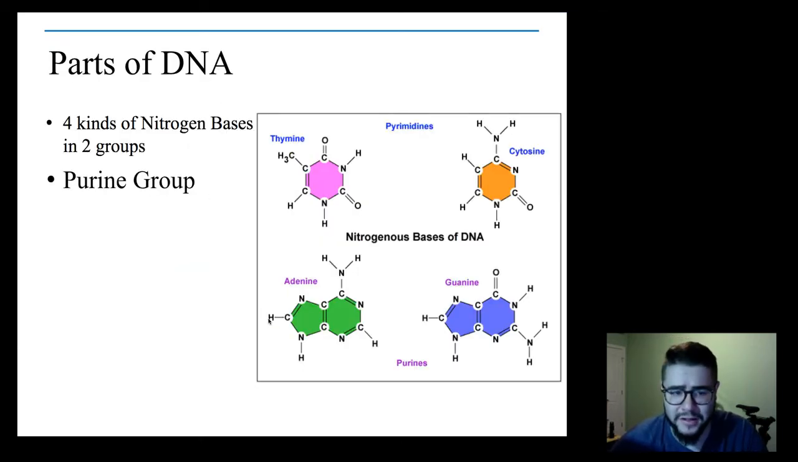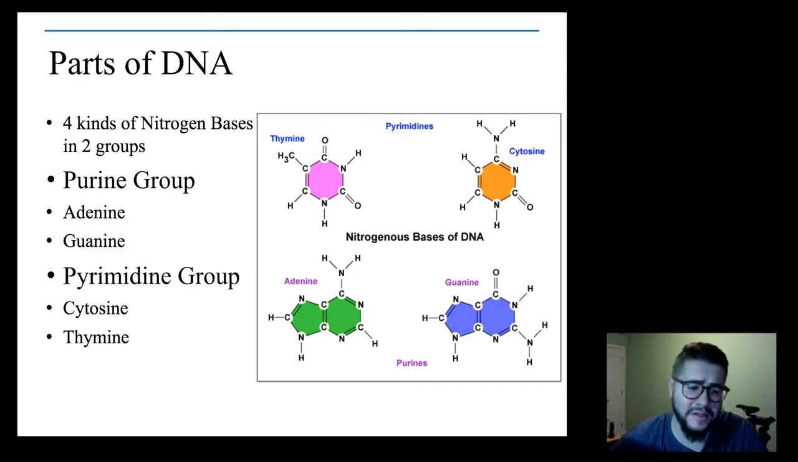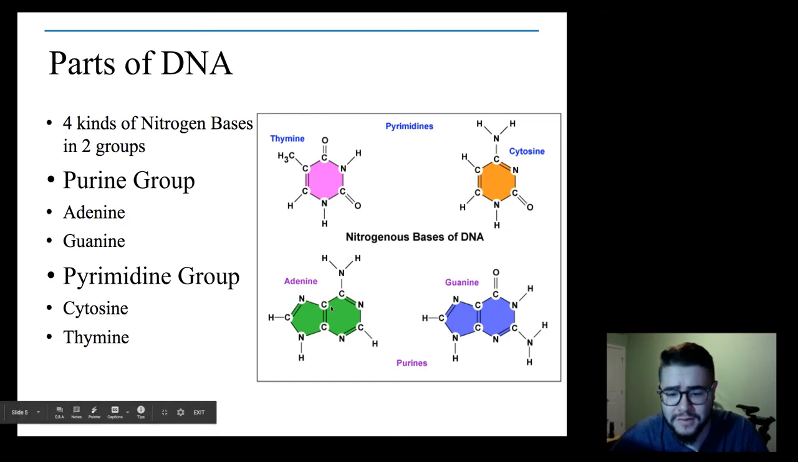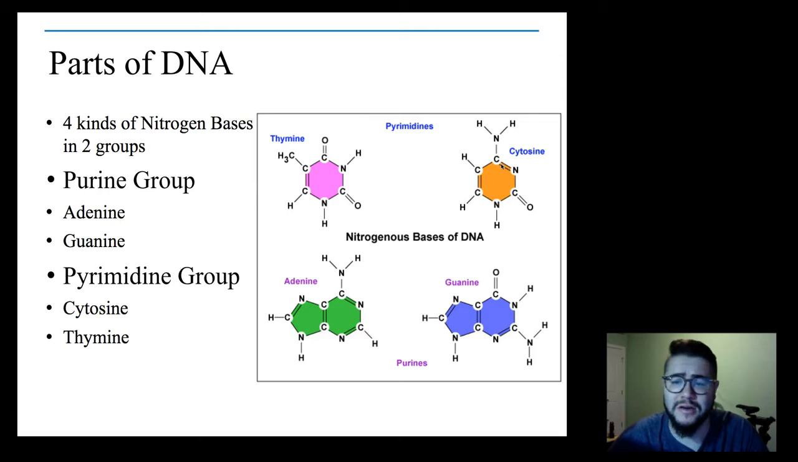Talking just quickly about the nitrogen bases. There are 4 kinds of nitrogen bases, and they're split up into 2 distinct groups. You have the purines and the pyrimidines. The purines have 2 rings, like you see here. Adenine and guanine are purines, and thymine and cytosine are pyrimidines, and they are made of just 1 ring.